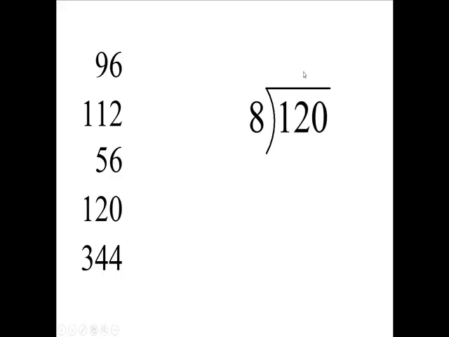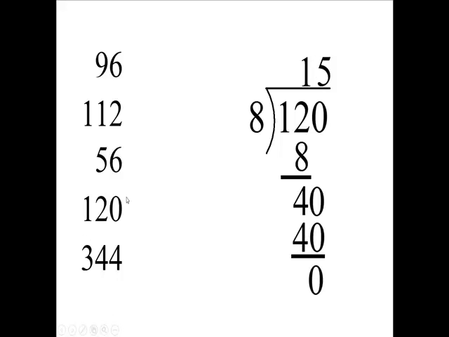How about 8 into 120? It goes 1 times 8 is 8. Subtract. Bring down the 0. 8 in the 40 is 5 times 8 is 40. So this is divisible by 8.